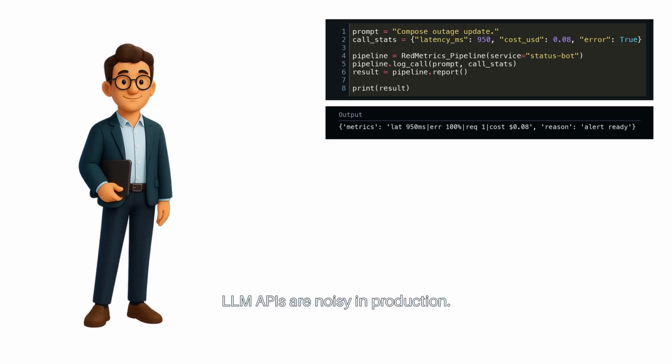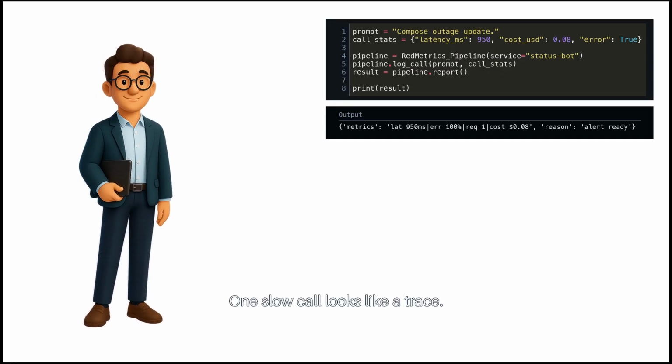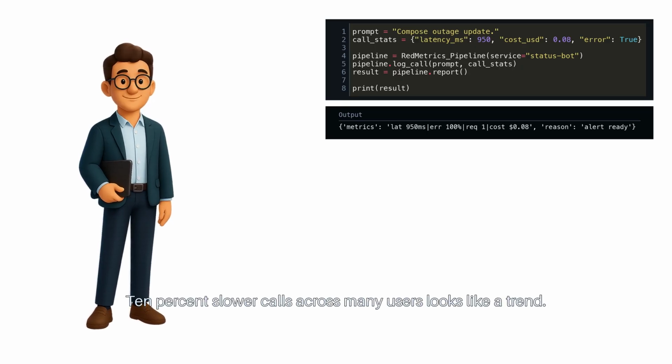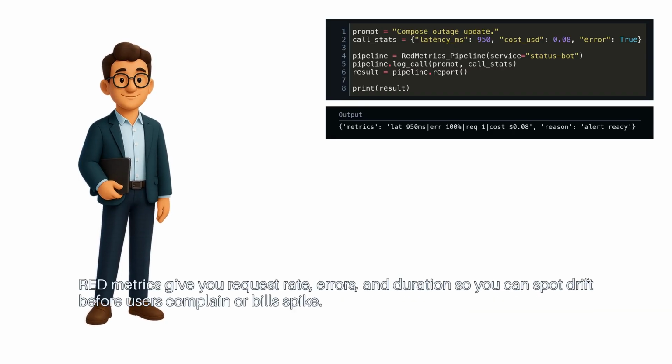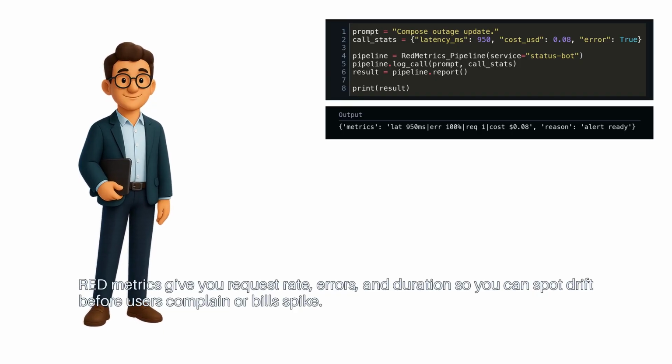LLM APIs are noisy in production. One slow call looks like a trace. 10% slower calls across many users looks like a trend. RED metrics give you request rate, errors, and duration, so you can spot drift before users complain or bills spike.